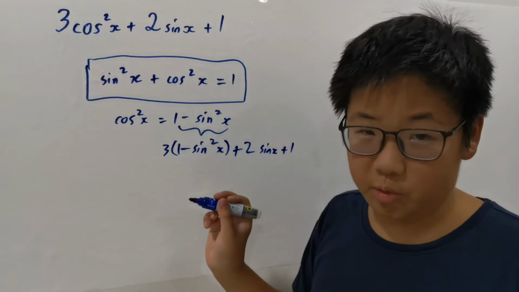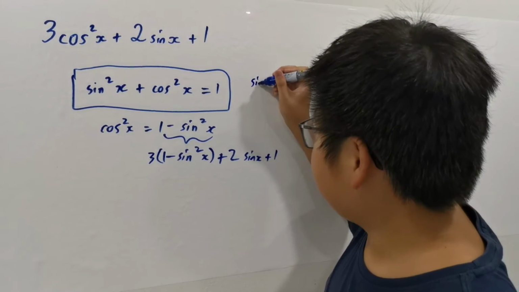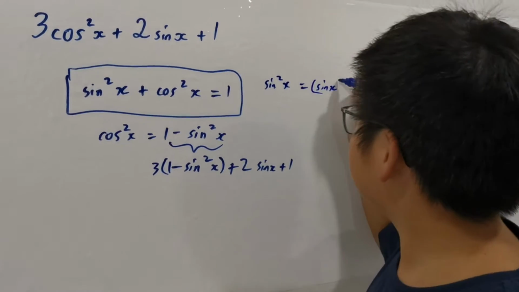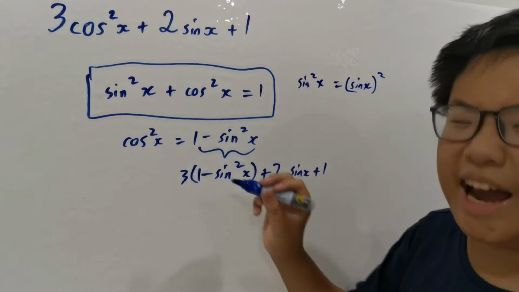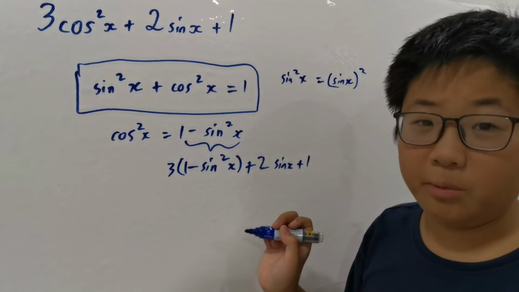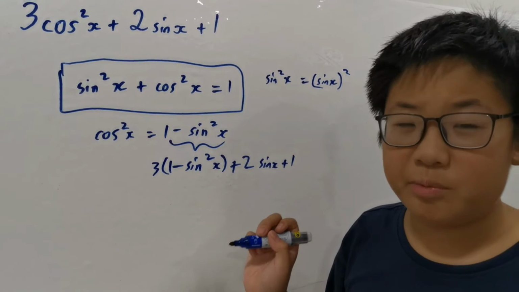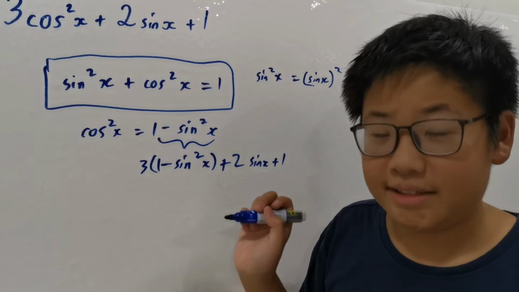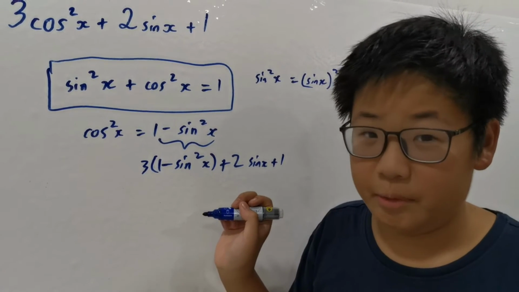Do you know what sine squared is? Sine squared x equals sine x squared. So it's basically sine x but squared. Now we have a quadratic polynomial in terms of sine x, which means it's a polynomial of degree 2, but instead of making x the variable, we make sine x the variable.